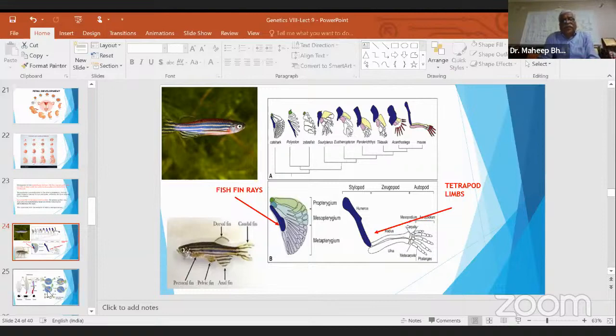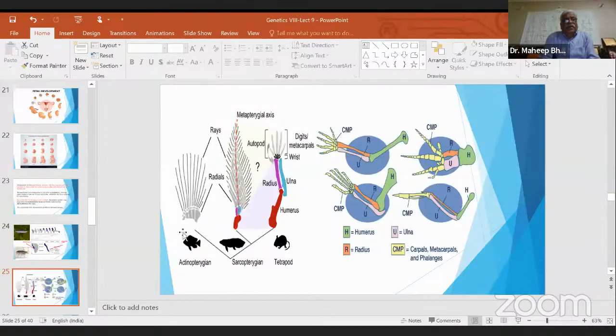I'll show you another diagram here, and you can see in certain fishes which are known as actinopterygian, you can see this kind of bony skeleton, small bones here, and then these rays coming out, which are bony rays. And then if you see another fish known as sarcopterygian, you can see an entirely different kind of structure present here. So these patterns are actually regulated by the presence of potassium channels, which are responsible for this kind of patterning here.